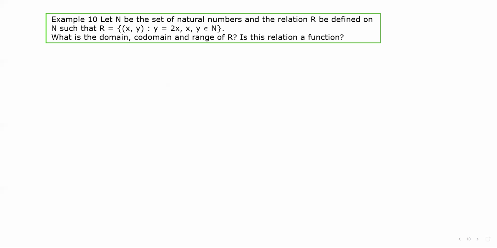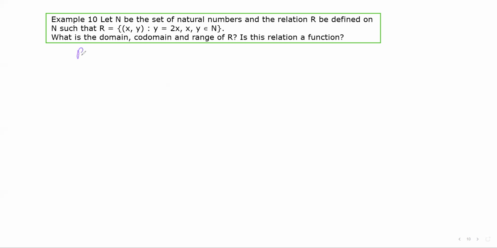Let's check for this particular question. First, you have to find the domain, range, and codomain of R. So let's write the relation R first if possible. It's not possible because x and y are in N, which means there are infinite values. Okay, let's write a few of them.